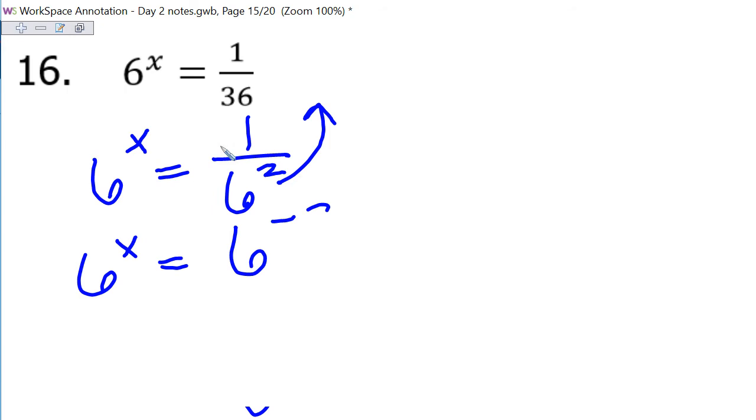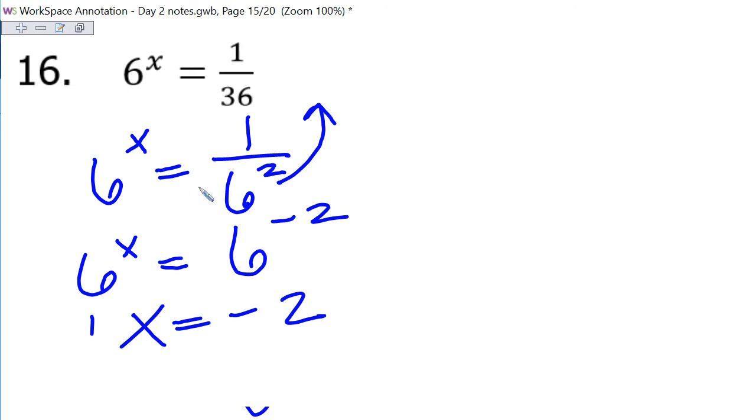Now, are the bases the same? So if the bases are equal, what does that tell me about the exponents? They're equal. So what's the answer? X equals negative 2. So think of the bases as kind of canceling, and then the exponents are equal. X equals negative 2.